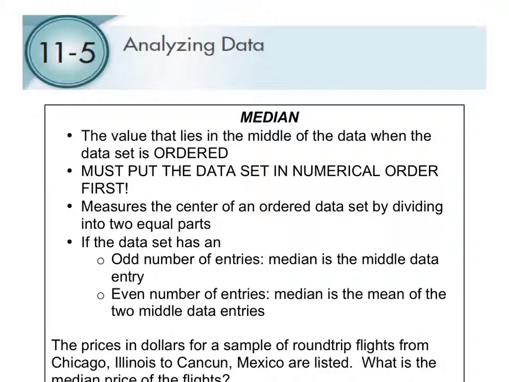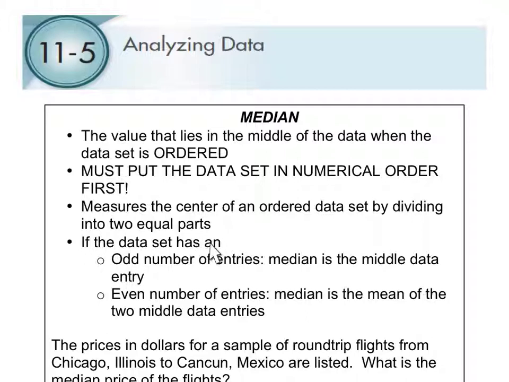The second measure of central tendency is the median. The median is the value that lies in the middle of the data when the data set is ordered, and the key here is ordered. So one of the first steps is you must put the data set in numerical order, from smallest to largest. The median measures the center of an ordered data set by dividing it into 2 equal parts.